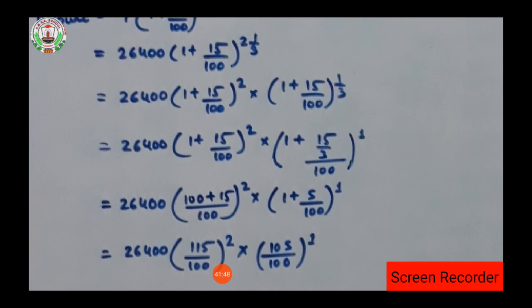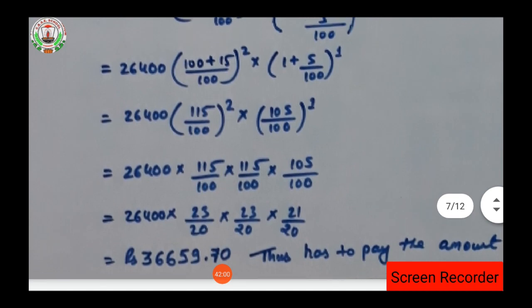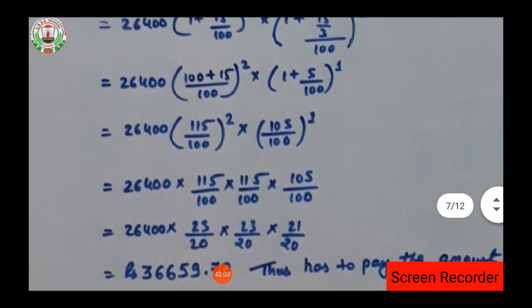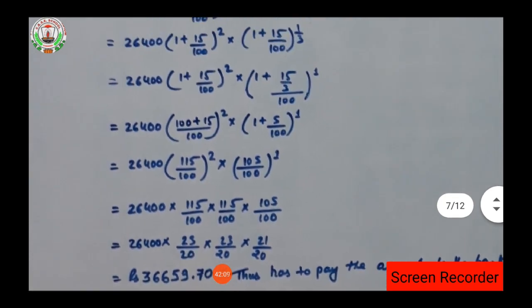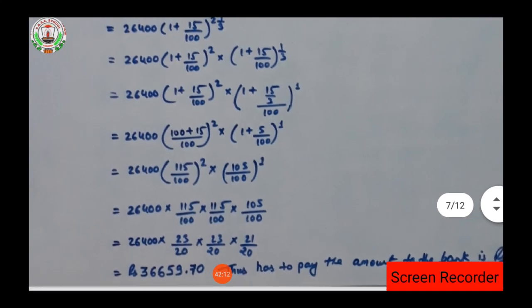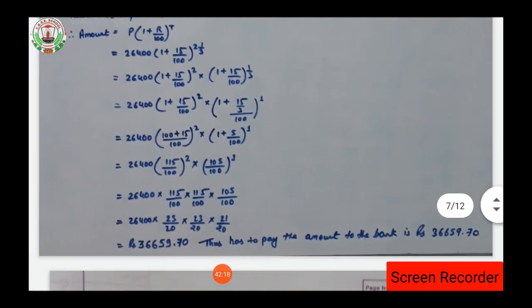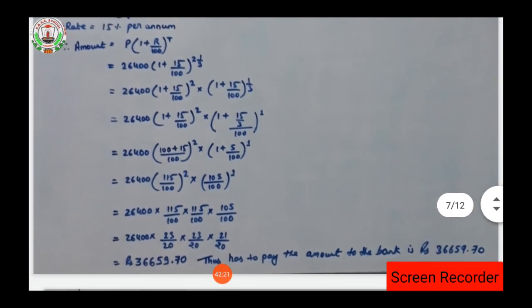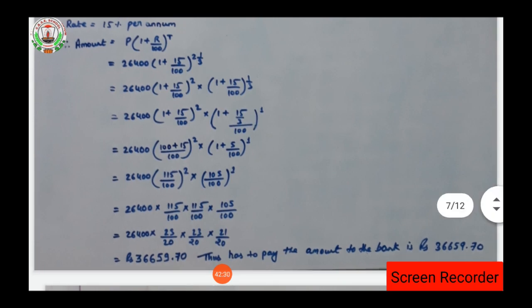Okay, so 26,400 into 115 upon 100 into 115 upon 100 into 105 upon 100. Now split the numbers, cancel the zeros and divide it. You will get the answer. How much the answer you will get? The answer will be 36,659.70 amount Kamla has to pay to the bank. How much amount Kamla has to pay to the bank? That is 36,659.7 rupees Kamla has to pay to the bank.